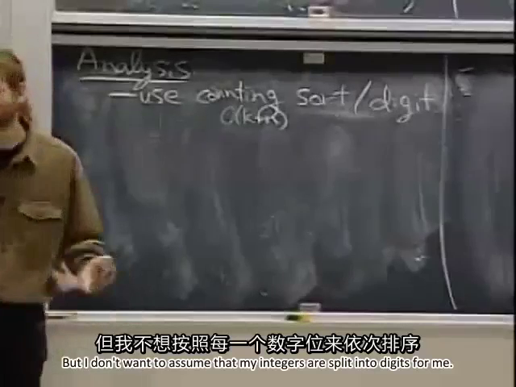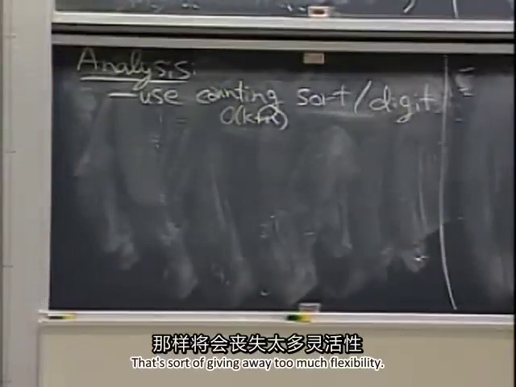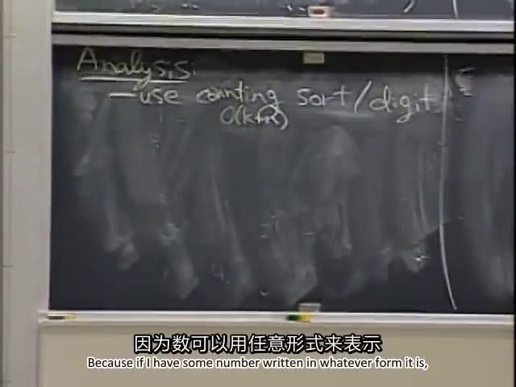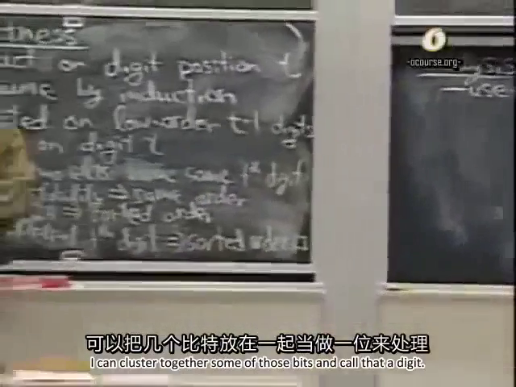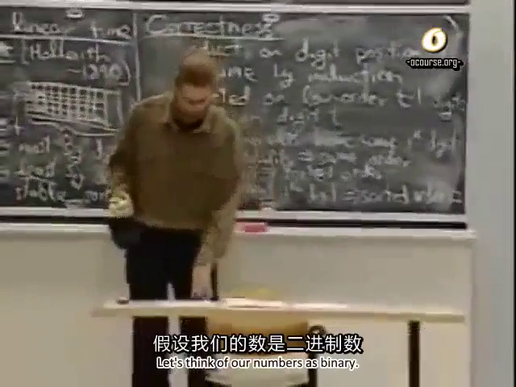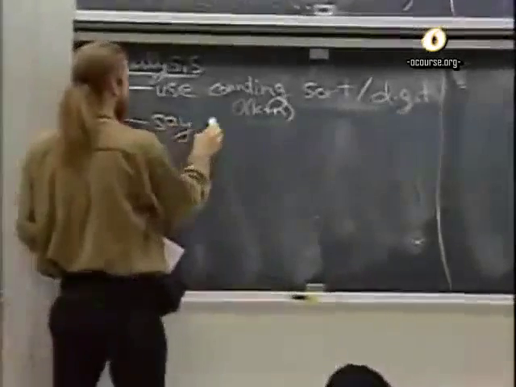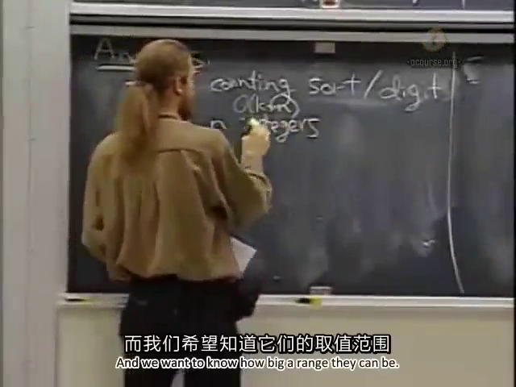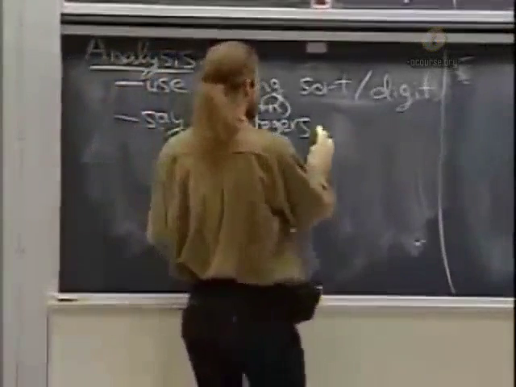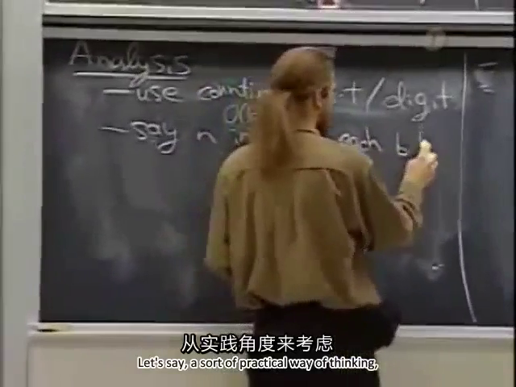Okay, but I don't want to assume that my integers are split into digits for me. That's sort of giving away too much flexibility. Because if I have some number written in whatever form it is, probably written in binary, I can cluster together some of those bits and call that a digit. So let's think of our numbers as binary. So suppose we have n integers. And they're in some range, and we want to know how big a range they can be.